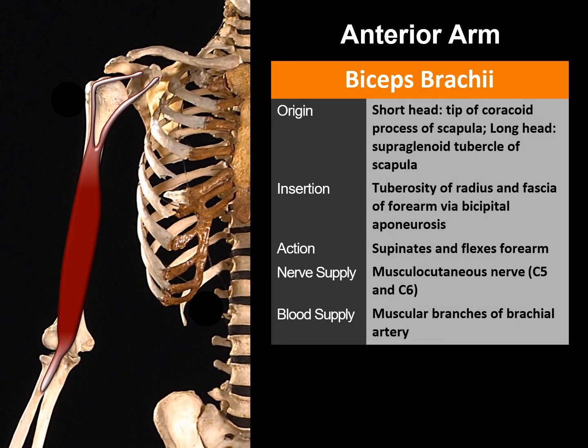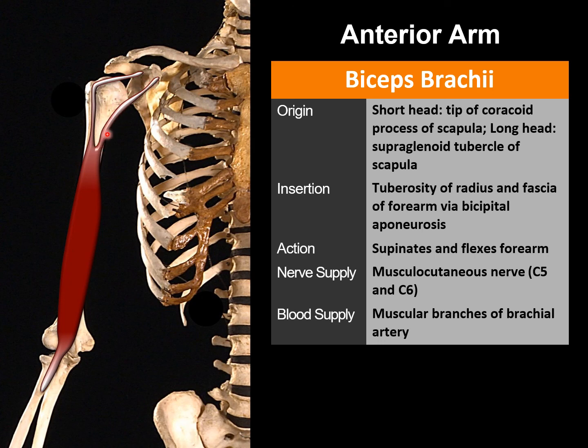Now the contents, meaning the contents of the cubital fossa. This is the biceps brachii. Why is it called biceps? Bi means two, meaning it has two heads, a short head and a long head. The short head arises from the tip of the coracoid process. So this is the short head.